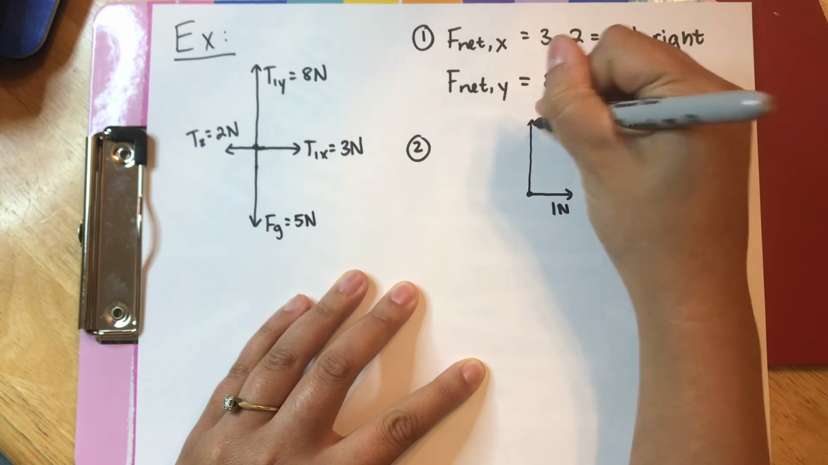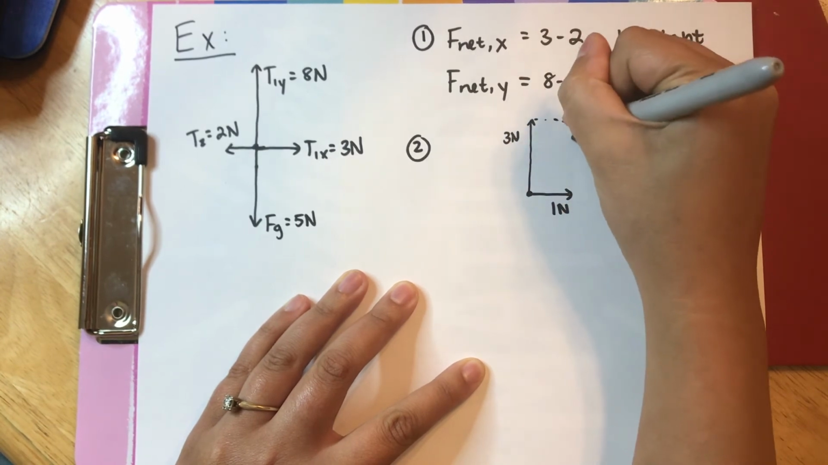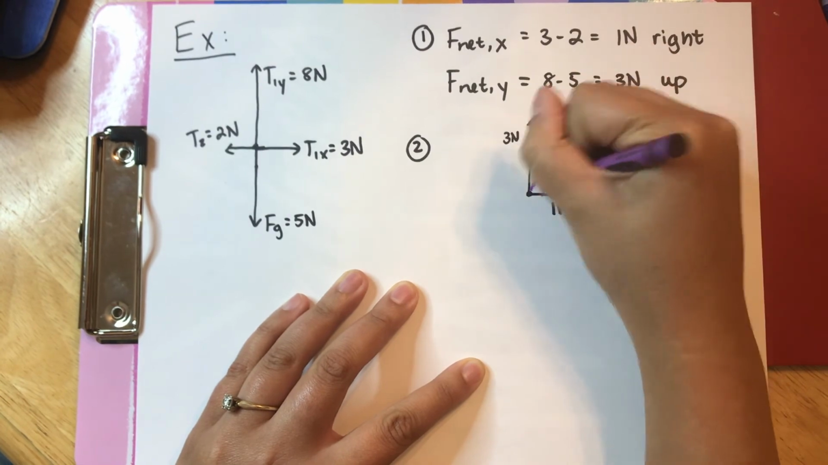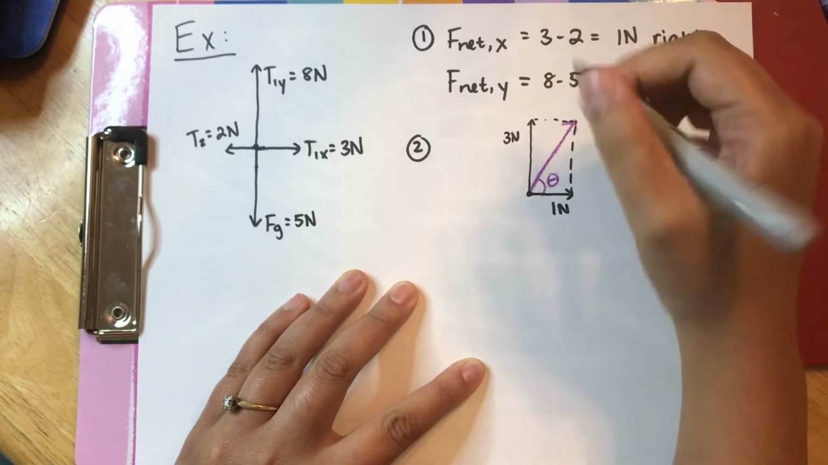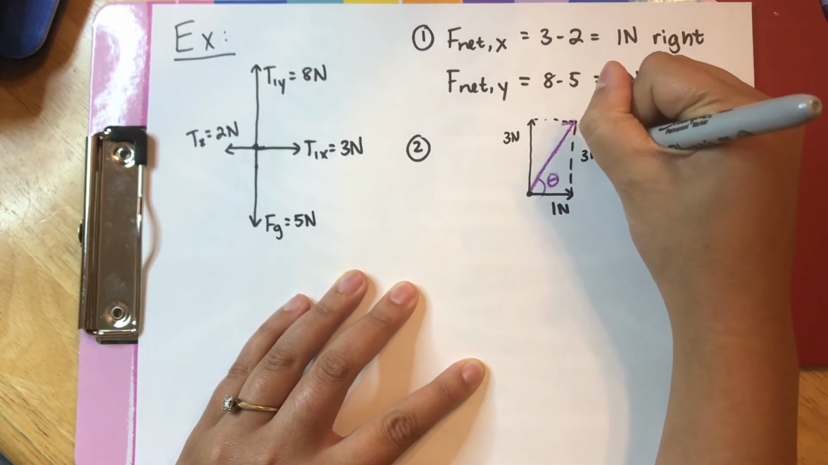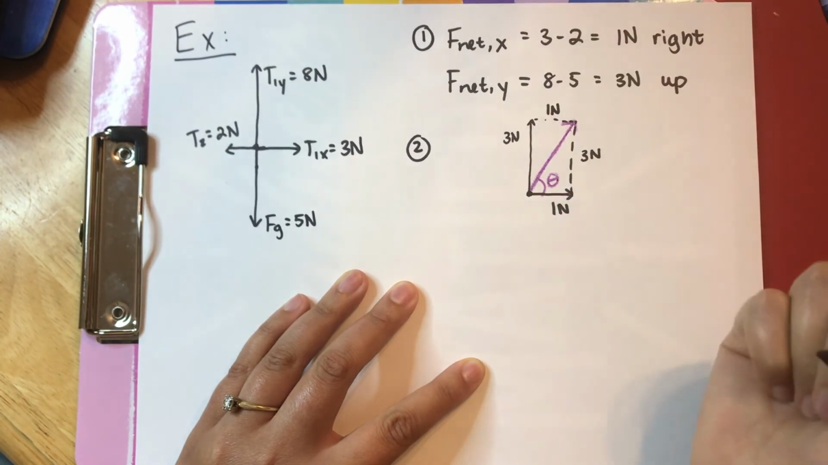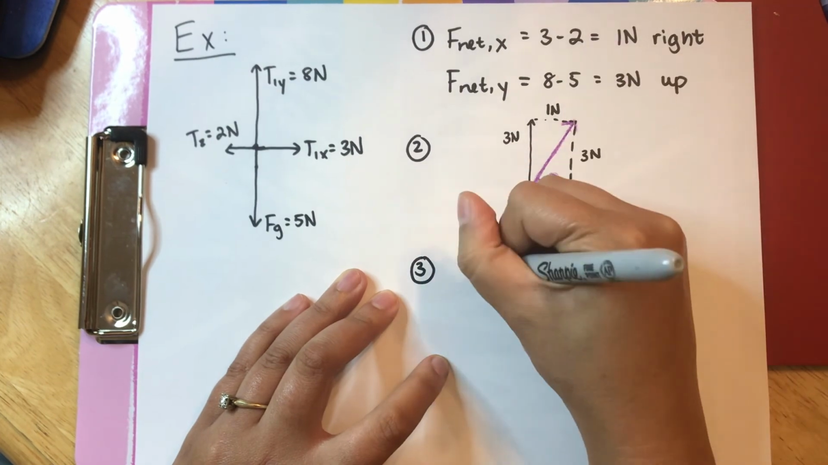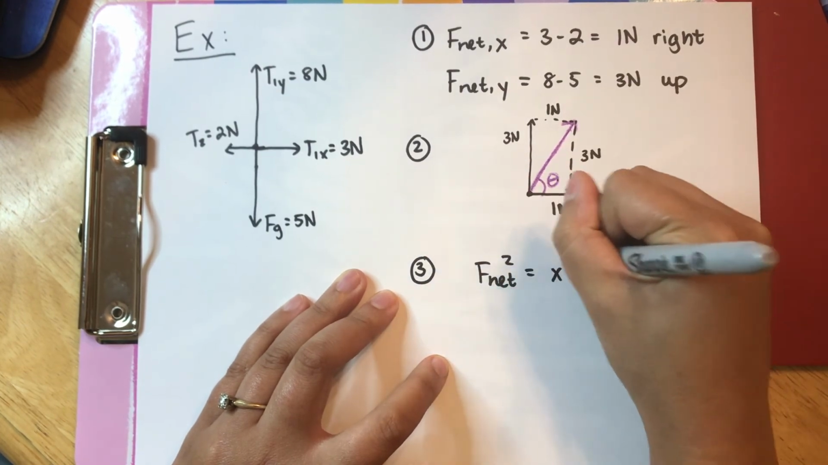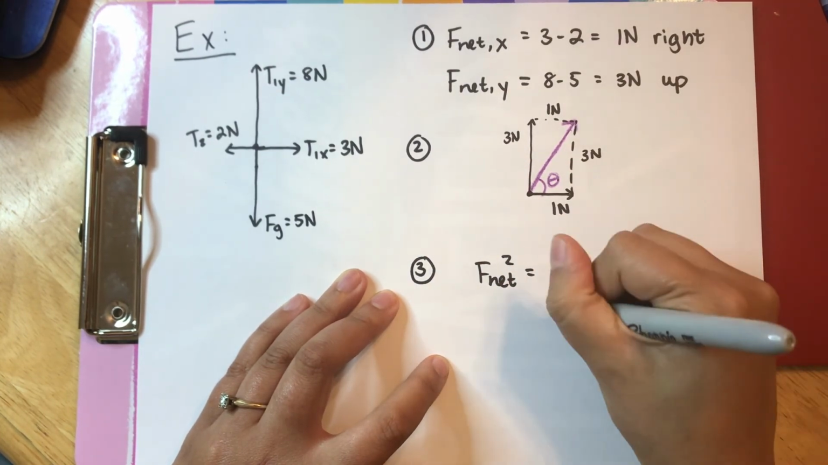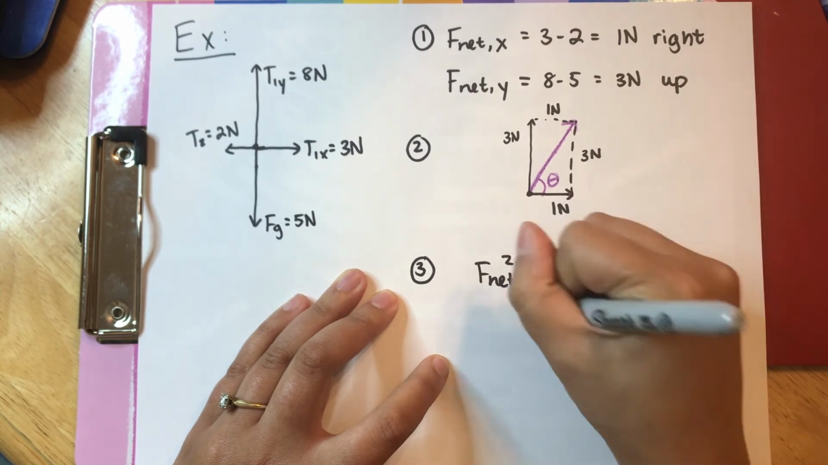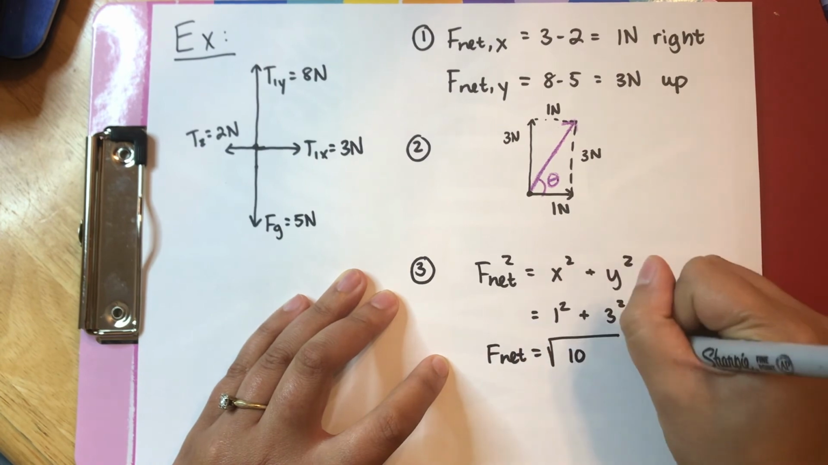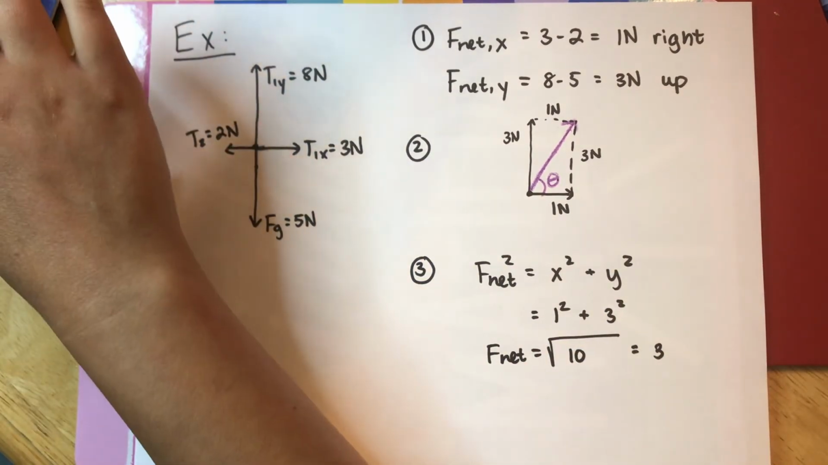Step 2, redraw that free body diagram. 3 newtons up and 1 newton right means we've got a net force problem with Pythagorean theorem on our hands. Y is 3, x is 1, and so let's Pythagorize that. F net is equal to x squared plus y squared all square root. So that's 1 plus 9 all square root. And that gives us 3.2 newtons.